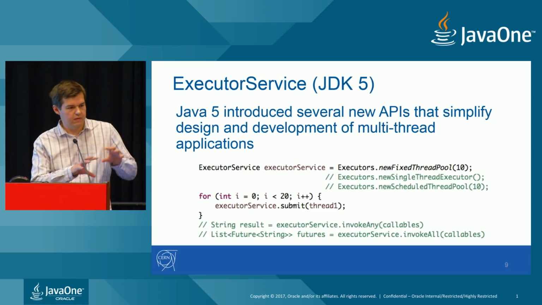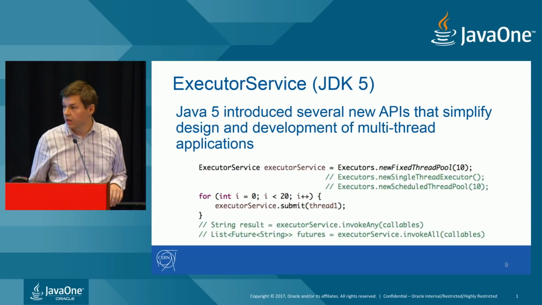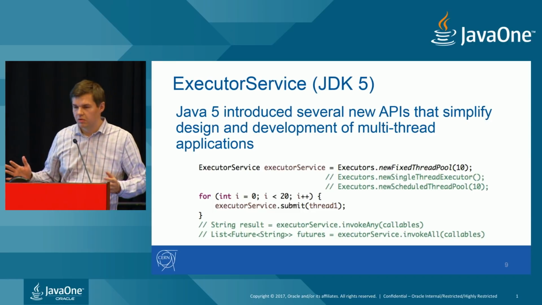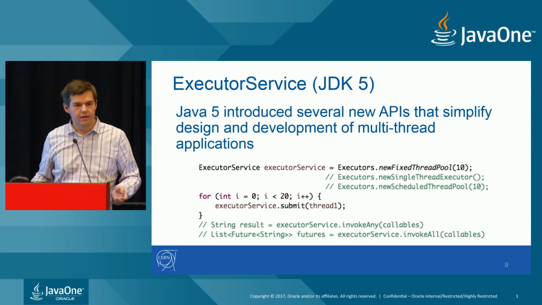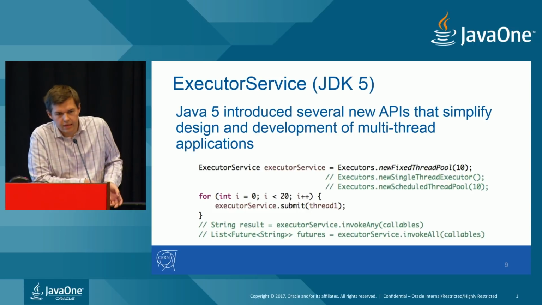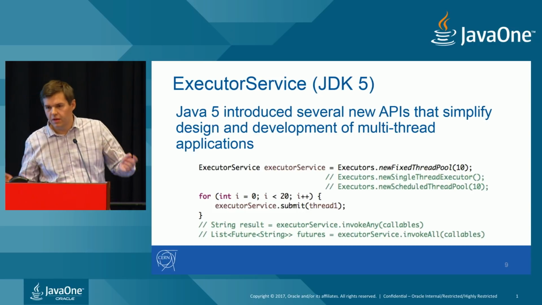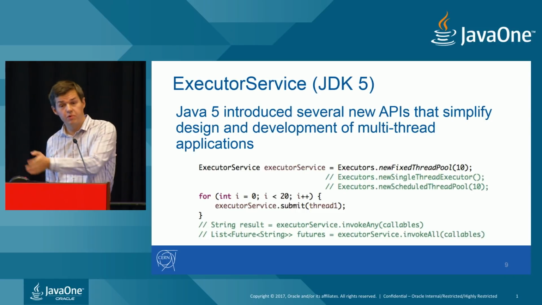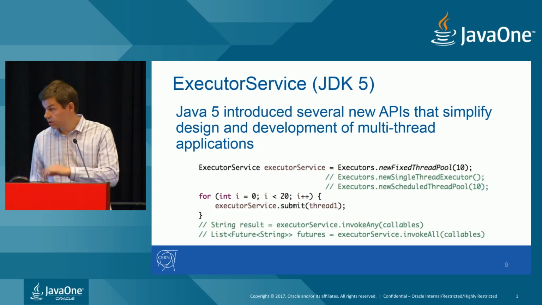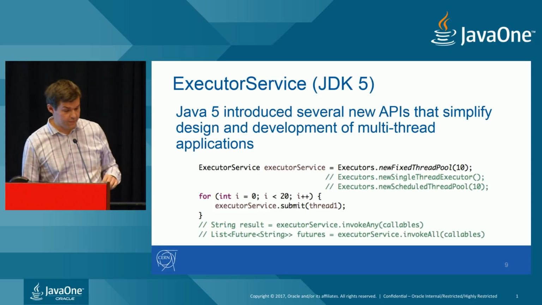And you can have different variations of the executor service and the thread pool. For example, you can have one with a fixed number of threads. You can have a scheduled one, where you can send something and say, execute this thing in half an hour, or execute it periodically every 5 minutes. So it was a very nice addition to the API.